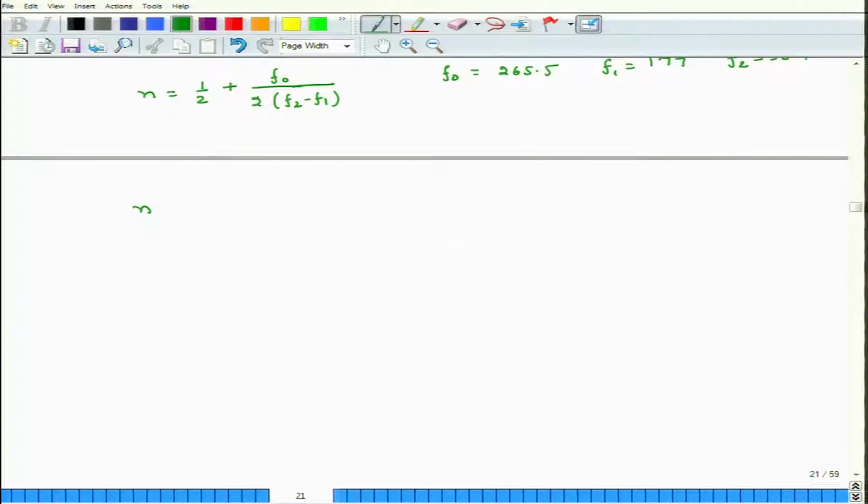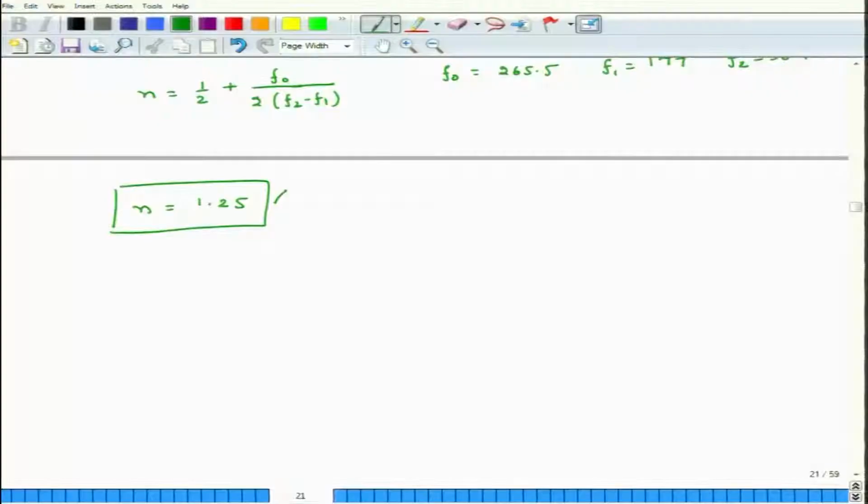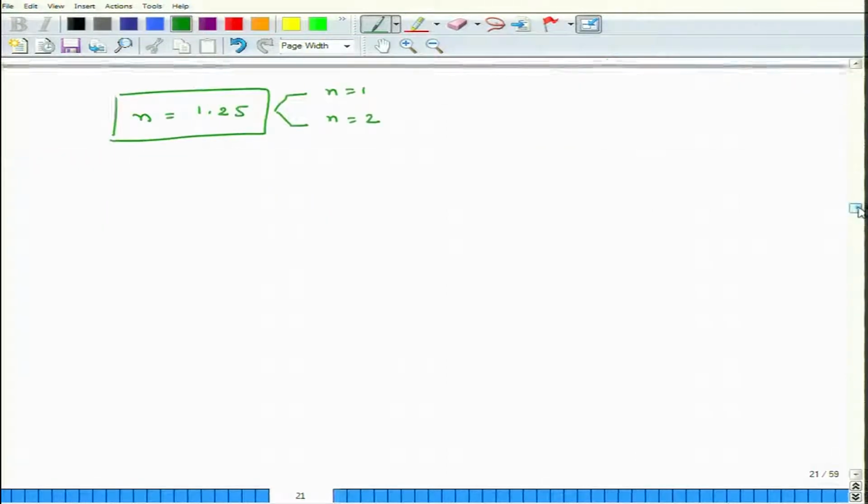So, n equals 1.25 based on these values, but I know that n should be an integer number. So, what are the integer numbers which are closest to it? So, I have two possibilities, n equals 1 and n equals 2. So, I have to now check both these possibilities and see which n will be a good choice for us.